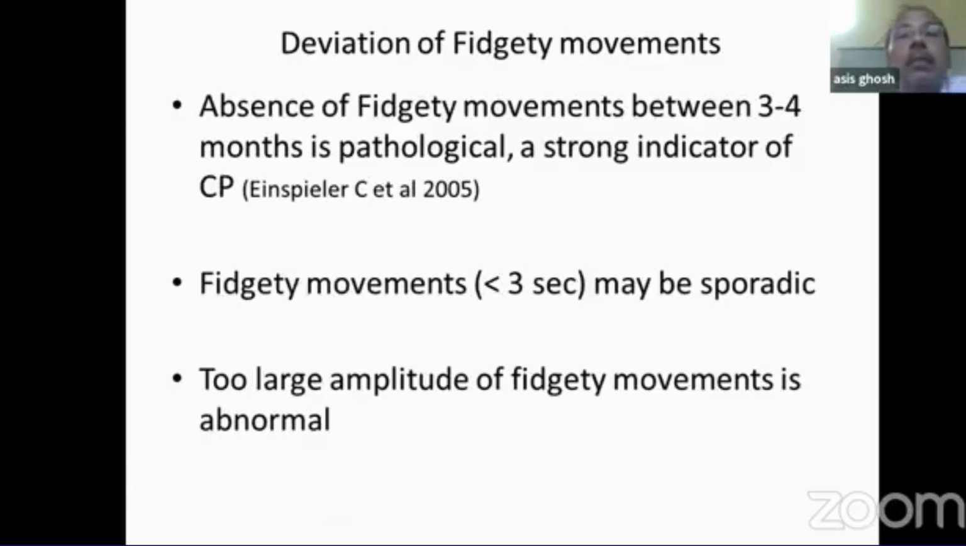So any deviation from fidgety movements, which is absence of fidgety movements between 3 to 4 months, is pathological, a strong indicator of cerebral palsy. Fidgety movements less than 3 seconds may be sporadic, which again may have a normal outcome, or again the child becomes cerebral palsy. Too large amplitude of fidgety movement is again abnormal.